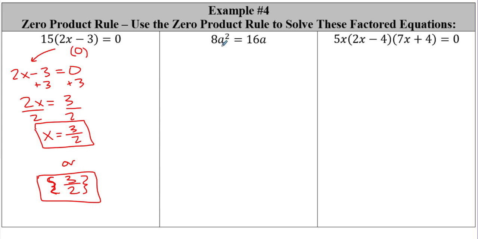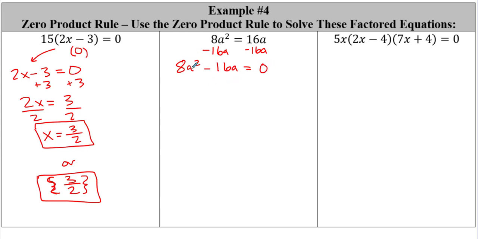Are we set equal to 0? No, we have 8a squared equals 16a. We want everything to one side. How do we do that? Well, we simply subtract one of these from both sides. So now we have 8a squared minus 16a is equal to, what's 16a minus 16a? 0. All right, boom, it did the work for us.